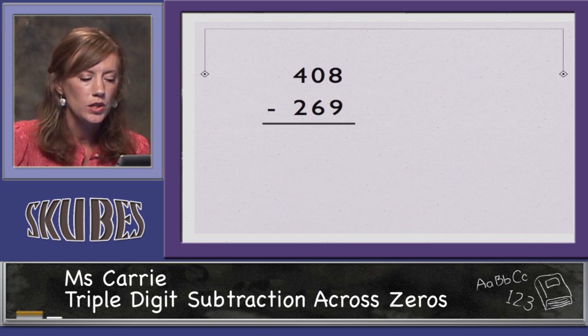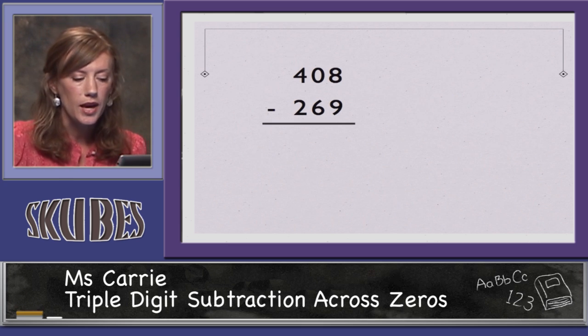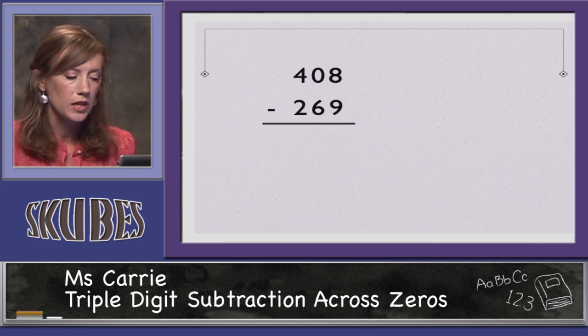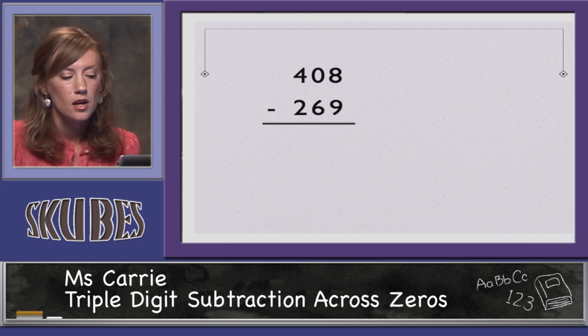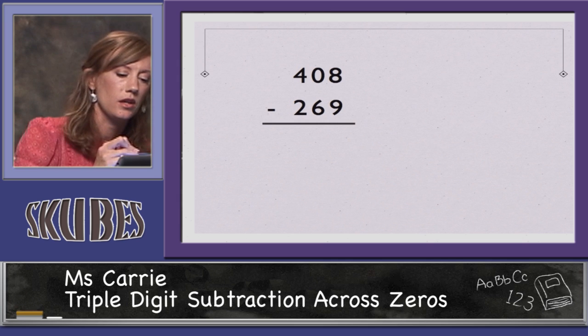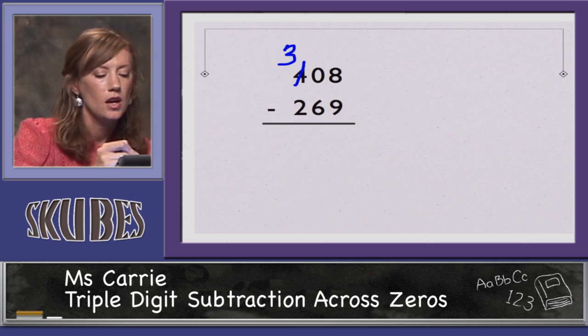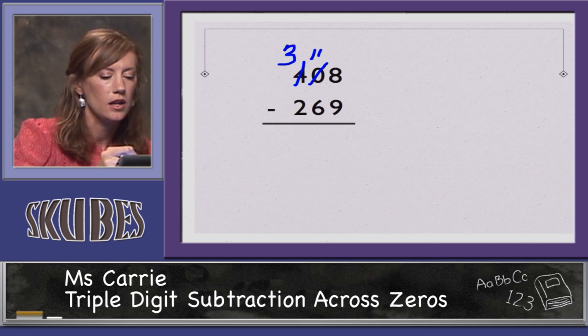Here we have 408 minus 269. Well, in the ones place, we can't do 8 minus 9 because 8 is smaller than 9. In the tens place, we can't do 0 minus 6. So let's go to the hundreds place. The 4 becomes a 3, and our 0 here becomes a 10.